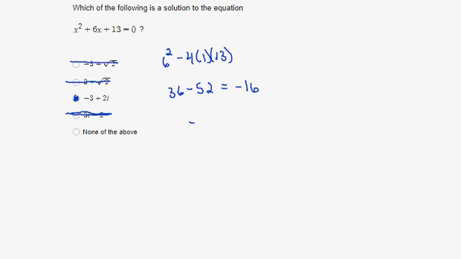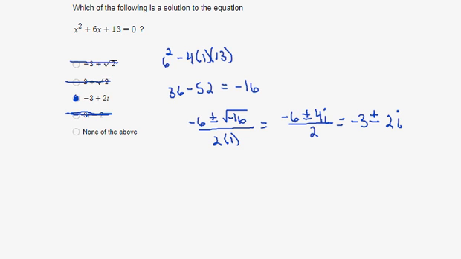We have negative b, so negative 6, plus or minus the square root of negative 16, divided by 2 times 1. So that's negative 6 plus or minus, we know the square root of 16 is 4, so the square root of negative 16 is going to be 4i, divided by 2. Now we can simplify this fraction. Negative 6 divided by 2 equals negative 3, plus or minus 4 divided by 2 is 2. Negative 3 plus or minus 2i. So that means which of these is a solution? Negative 3 plus 2i. All right, and there we have it.